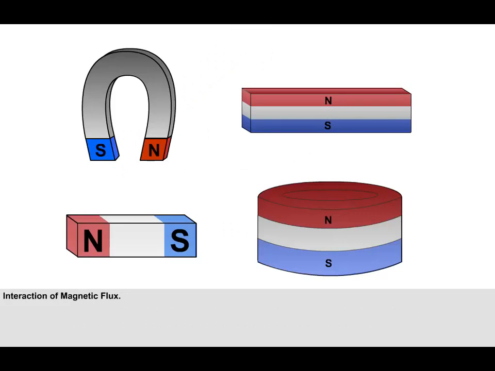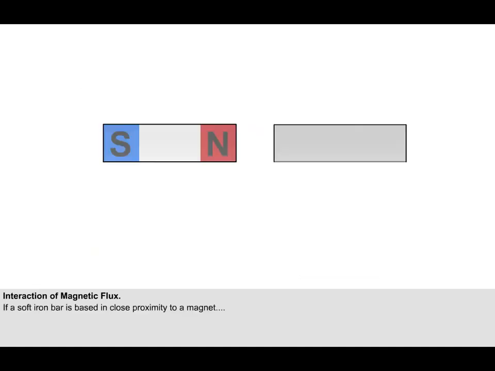In the final part of this lesson, we will examine the nature and orientation of the lines of flux when permanent bar magnets are brought together in different configurations, and when a bar magnet is placed near iron objects. Here is the first situation that we are going to consider. On the left is a bar magnet with its north pole pointing to the right, and on the right there is a soft iron bar.